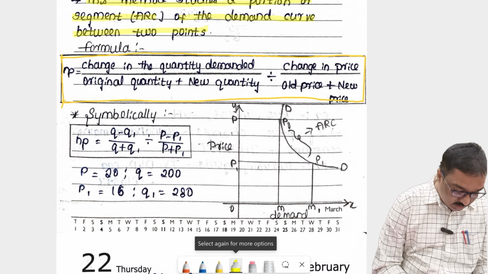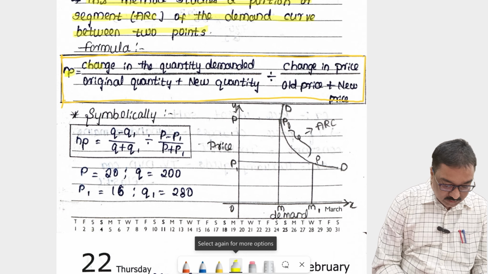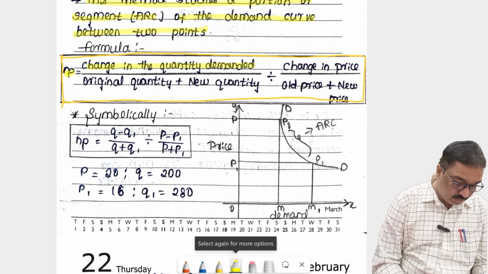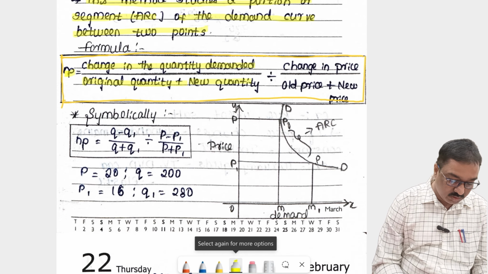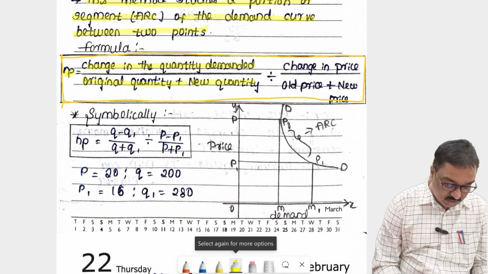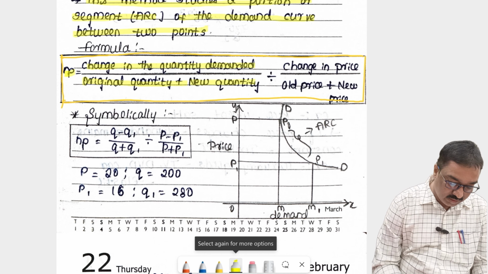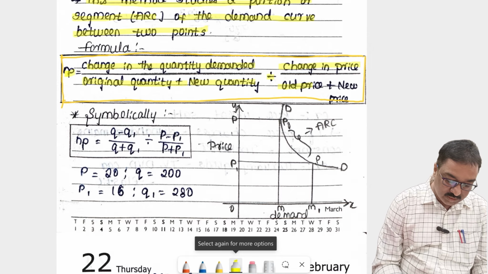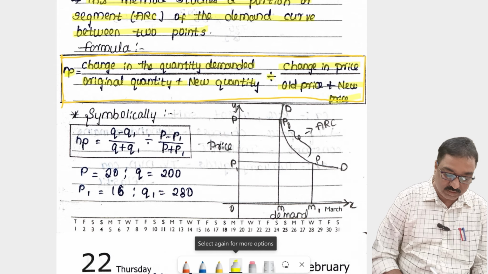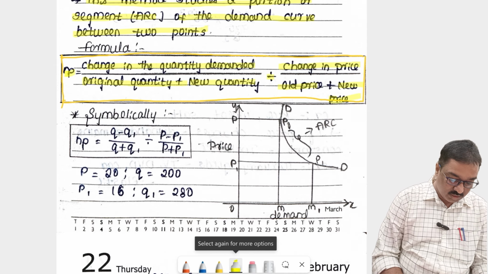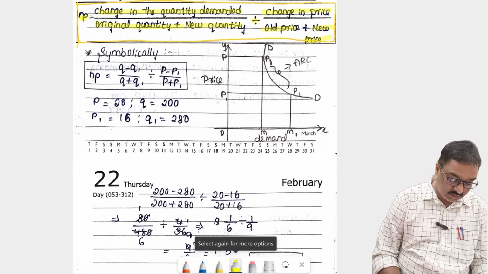Ep is equal to the change in the quantity demanded divided by the original quantity plus the new quantity, divided by the change in price divided by the old price plus the new price. This is the one formula to measure the arc method.